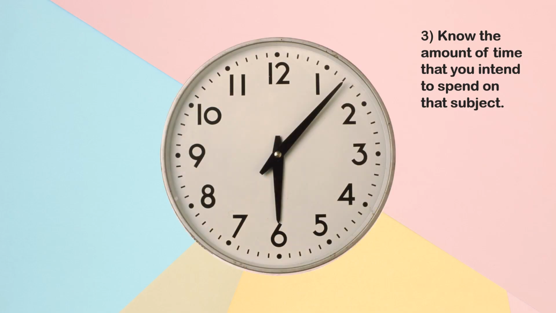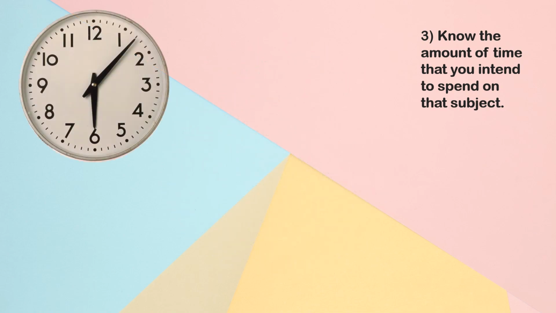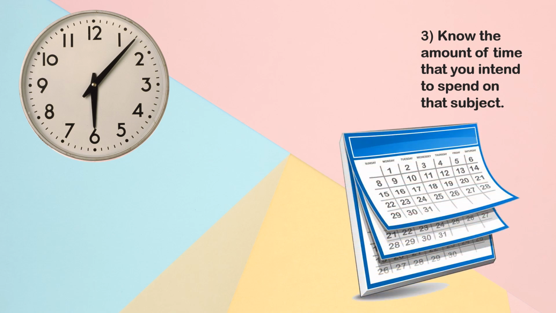3. Know the amount of time that you intend to spend on that subject. Some lessons may take only 30 to 45 minutes to cover and can be completed in one day, while others may take a full week of 30-minute daily lessons. Knowing that you intend to spend only 30 minutes on a lesson will help you make better decisions on how to split individual lessons up. And don't worry if you have to make adjustments as you go.